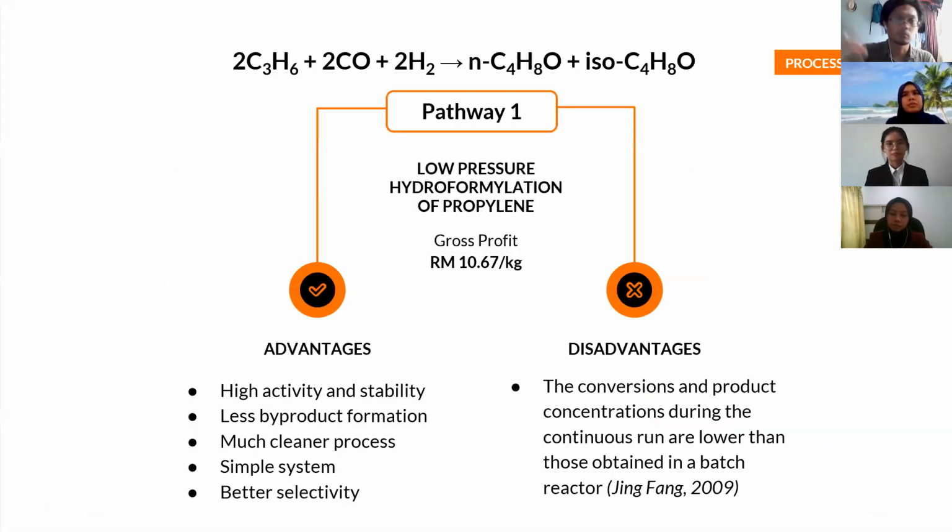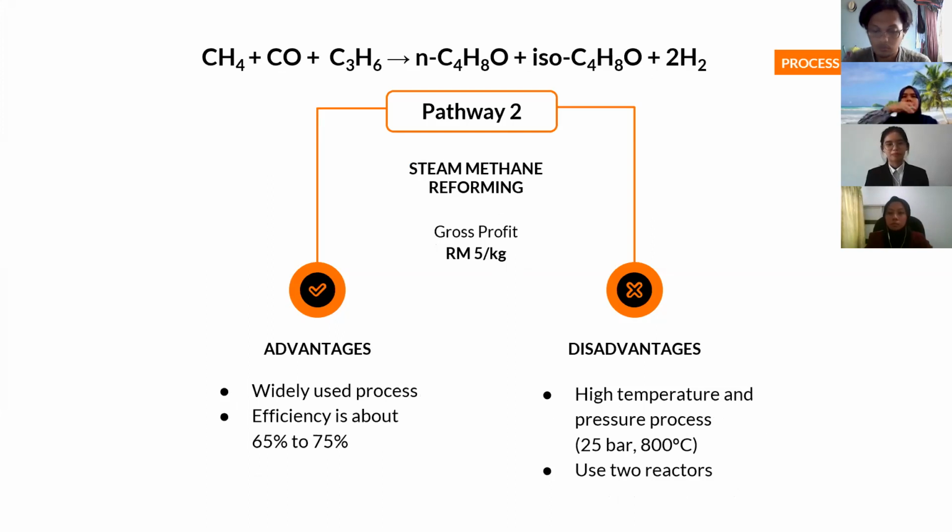So let me start with pathway 1, low pressure hydroformylation of propylene. The reaction is as you can see above of the pathway 1. The gross profit of this reaction is 10.67 ringgit Malaysia per kilogram. This reaction has several advantages like high activity and stability, less byproduct formation, a much cleaner process, a simple system, and better selectivity. But for the disadvantages, the conversion and concentration of the continuous run will be lower if we compare to the batch reactor.